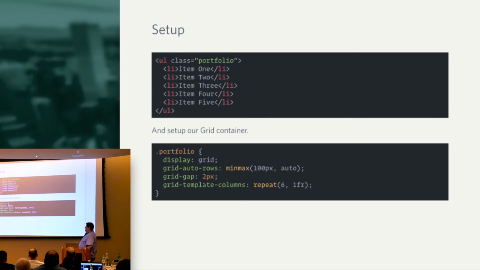And we'll say display grid. Here's another new property that I'm going to explain in a minute. Grid auto rows. A grid gap of 2 pixels between each column and row. And then for our grid template columns, what I want is for it to repeat 6 times at 1 fraction. So it's going to divide up the grid container space into 6 equal fractions.